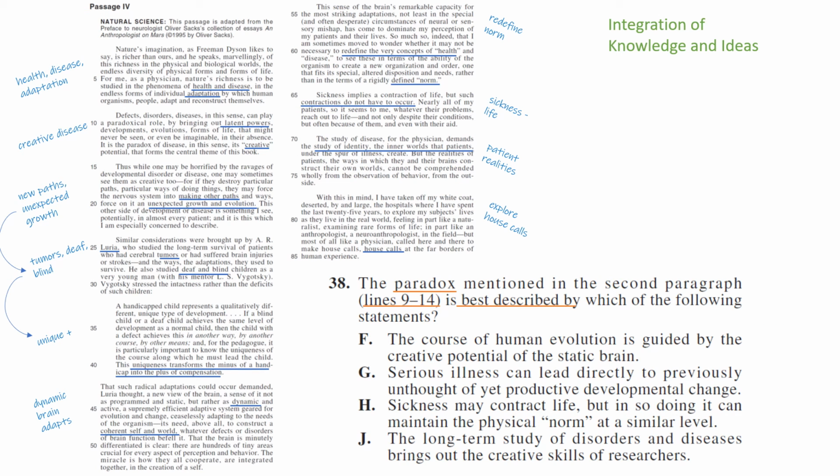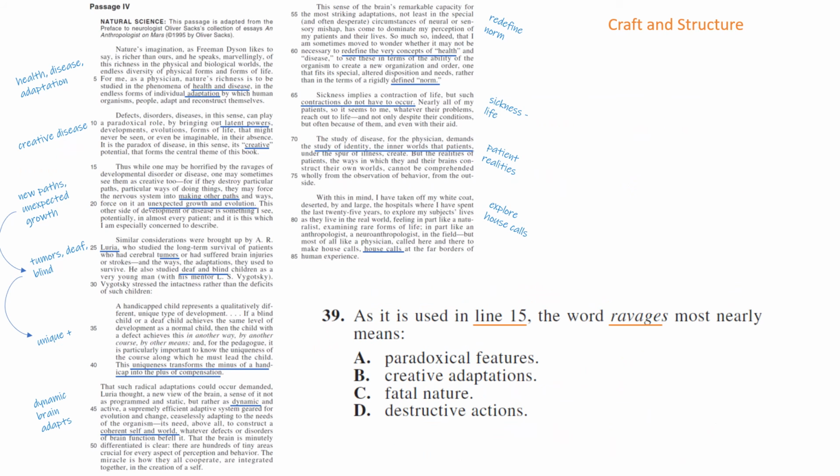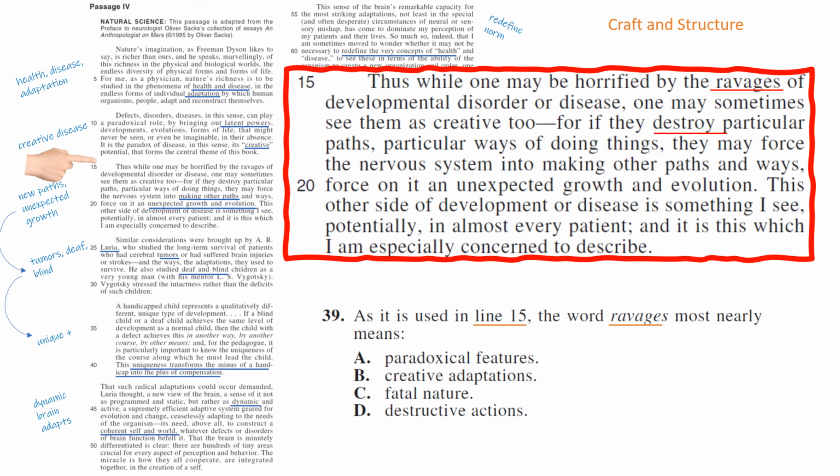The paradox mentioned in the second paragraph is best described by which of the following statements? So it's talking about latent powers, evolutions, the creative power of disease, which is mentioned in choice G. Serious illness can lead directly to previously unthought yet productively developmental change. So creative disease, choice G. As it is used in line 15, the word ravages means... and it says one may be horrified by the ravages of developmental disorder or disease. They destroy paths. So which one most fits that? Destructive action. Choice D.